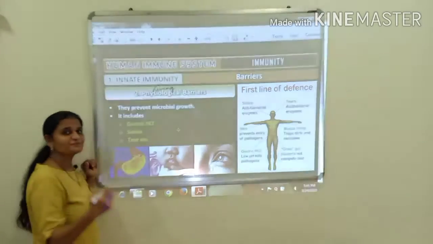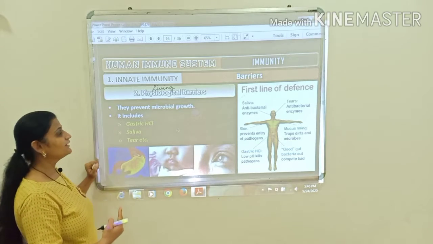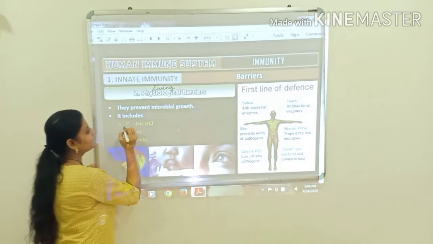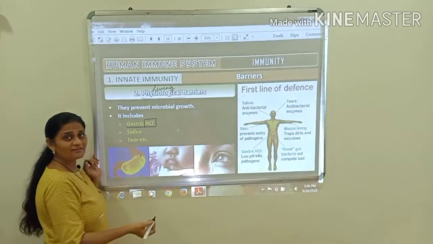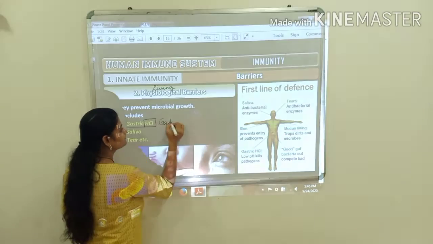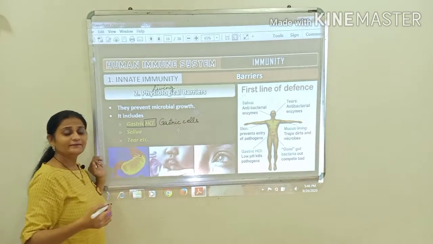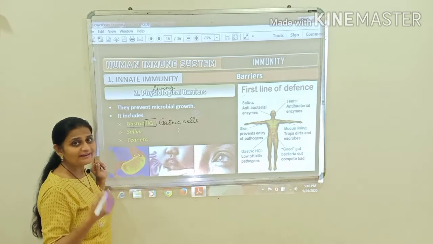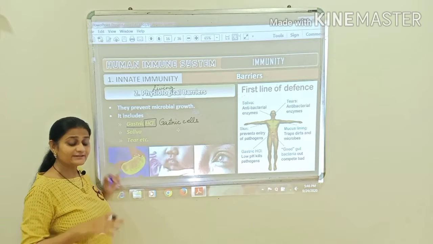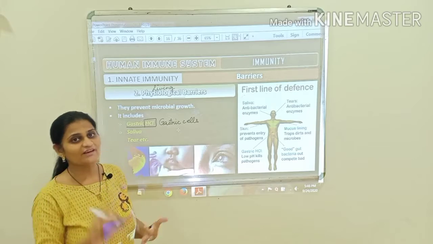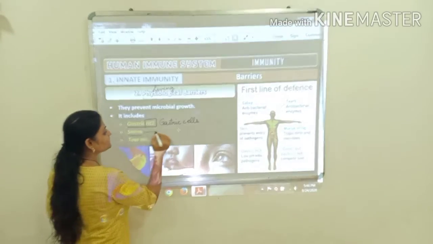Okay, the living cells provide the barrier, or create the barrier for the entry of the pathogens in our body, right? Say for example, gastric HCl, hydrochloric acid. It is secreted in our stomach by the gastric cells, okay, or by the parietal oxyntic cells, which are living cells, right? So living cells secrete hydrochloric acid, and this hydrochloric acid in turn kills the microbes, or it prevents the growth of the microbes, right?